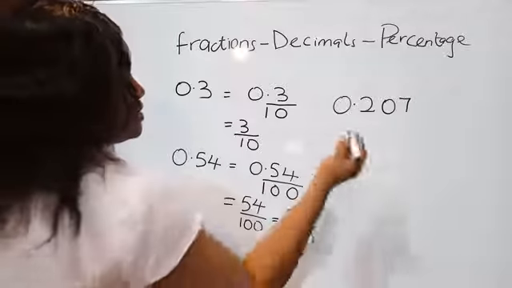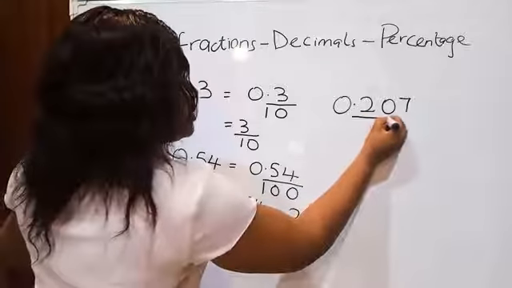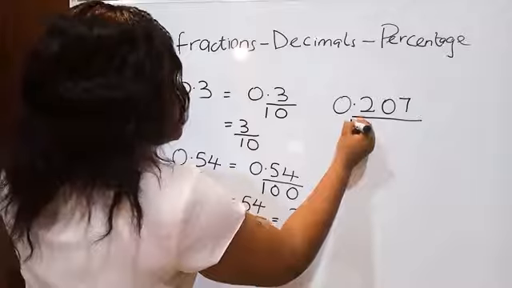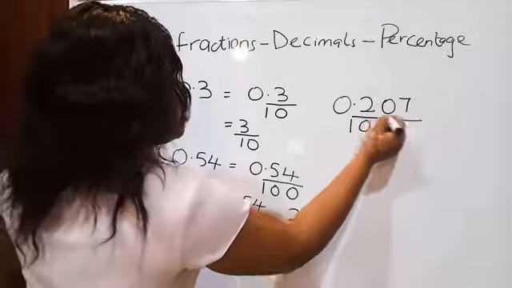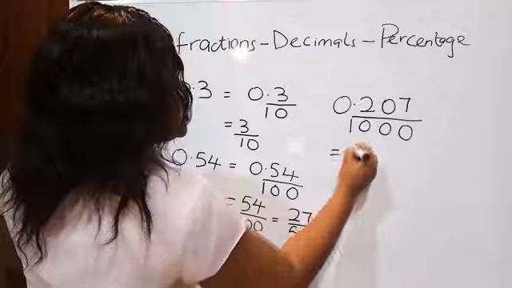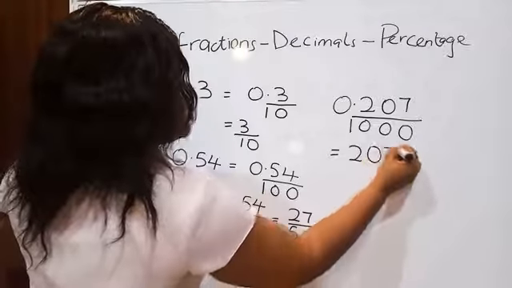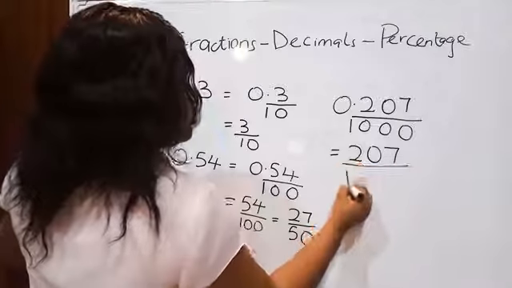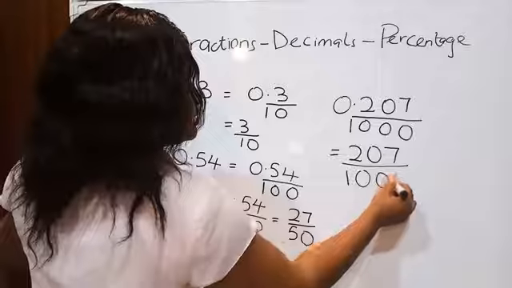So fractions: from the decimal point on the line, under 2 is 0, under 0 is 0, under 7 is 0. And that gives us 207 over 1000 as our answer. Try to solve this one.